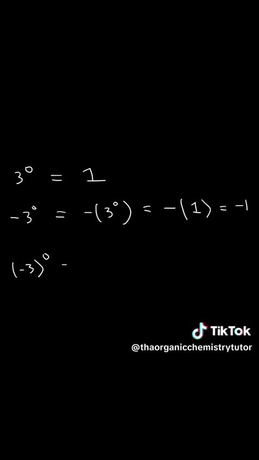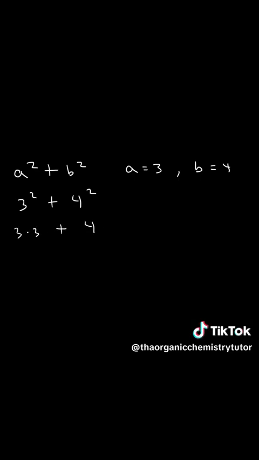Now in the last example, the negative 3, the negative sign is affected by the 0 because it's within the parentheses. So this whole thing is going to be 1. So make sure you know the difference between these two problems and what answers they're going to give you.